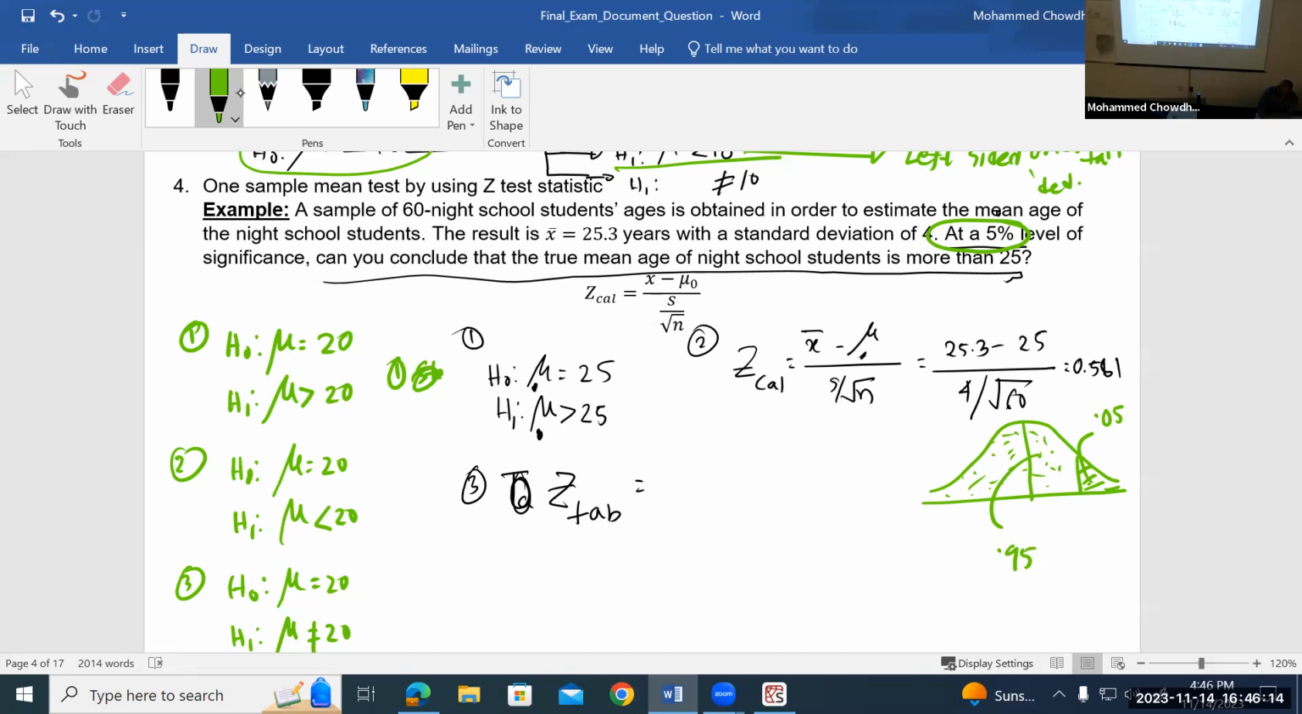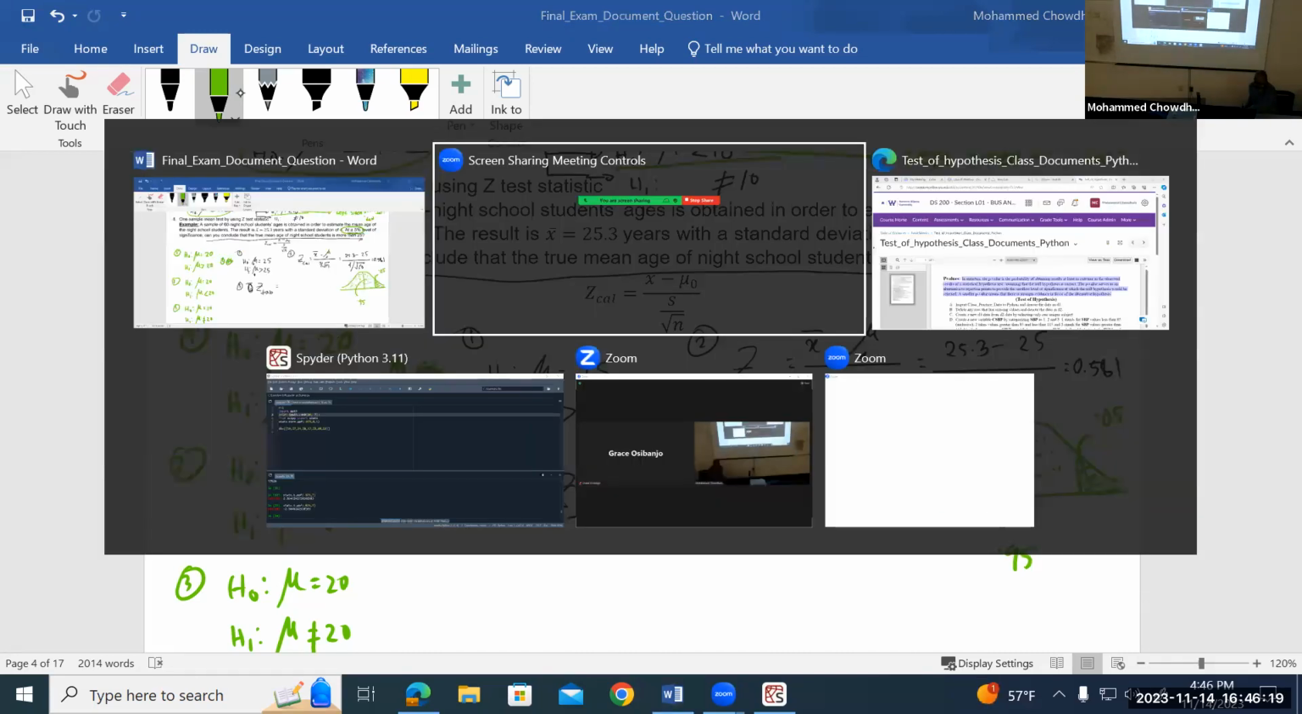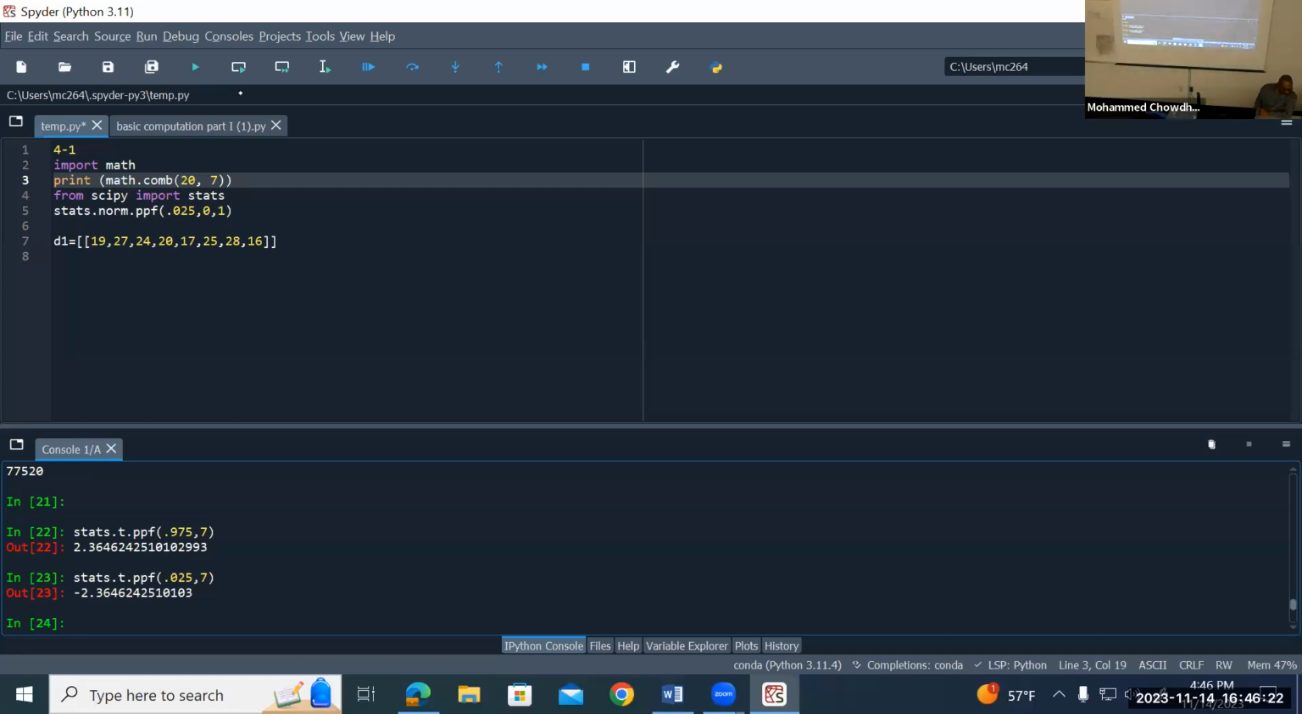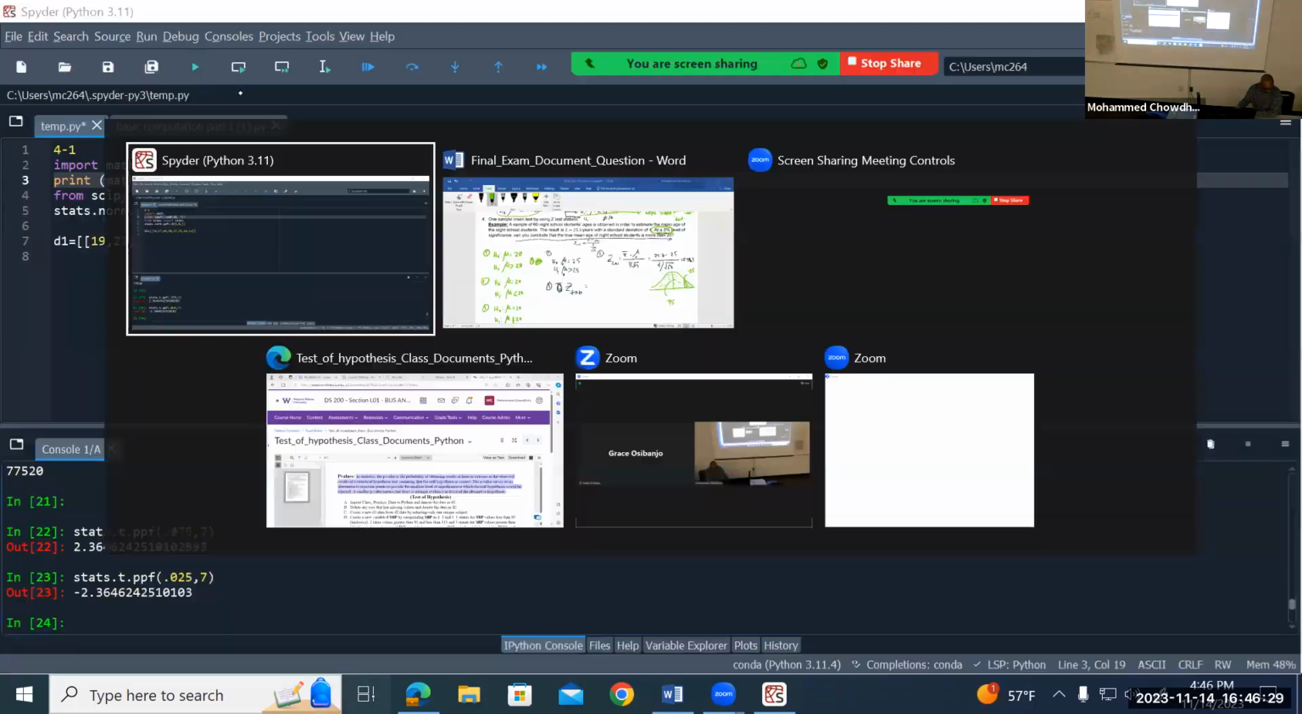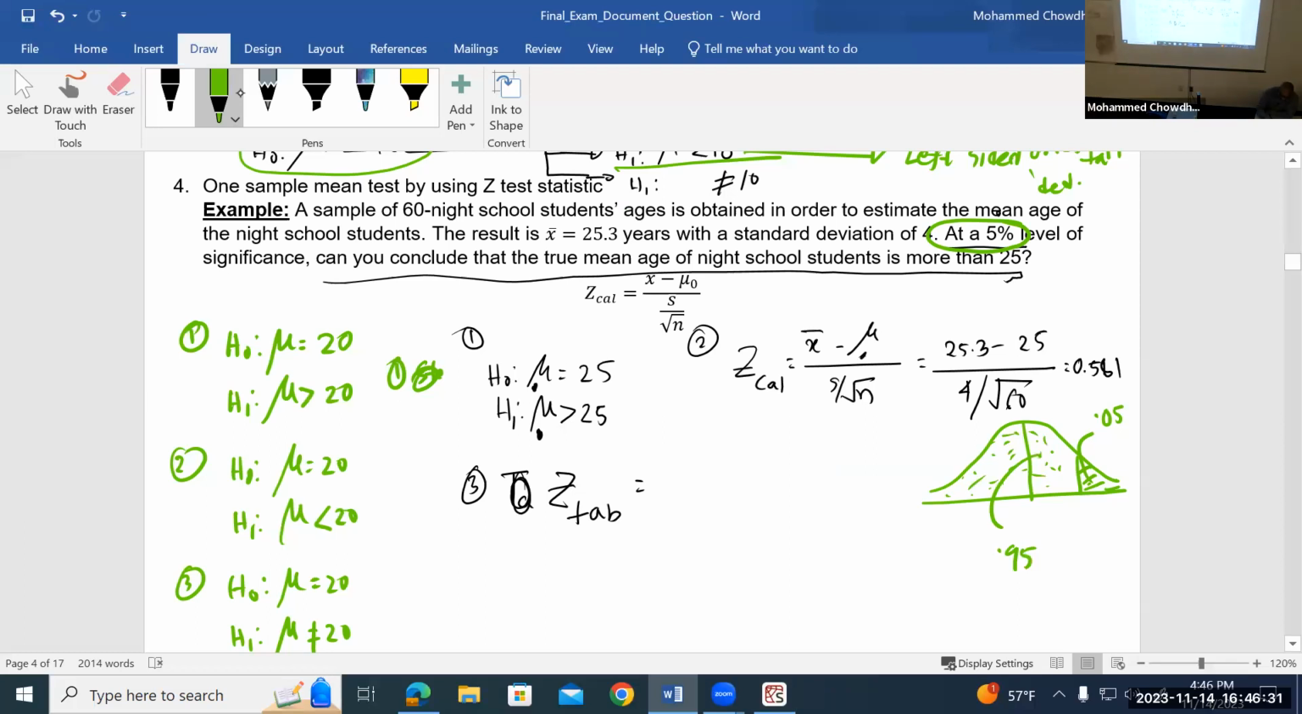I can find that value. That value we can find. stats.norm.ppf of 0.95, with 0 and 1, will give us 1.64.